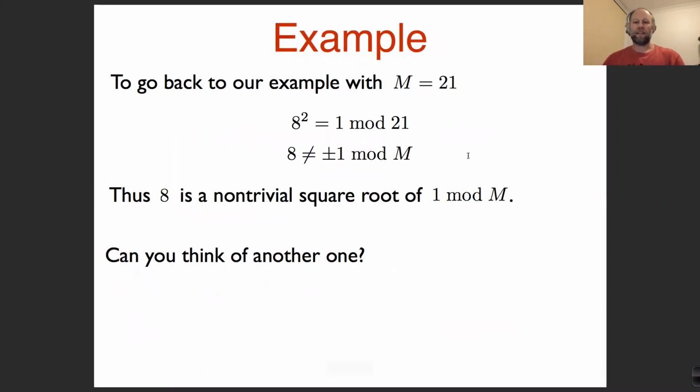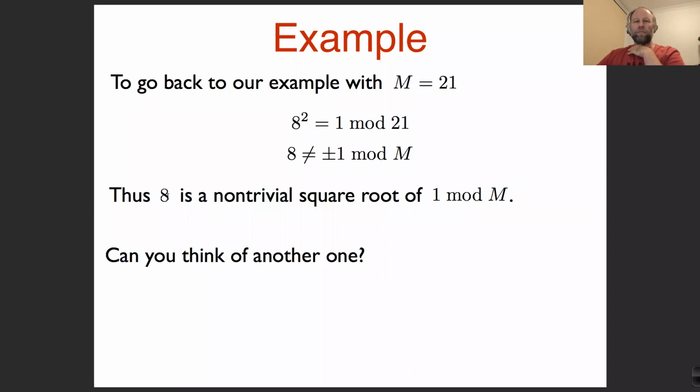Let's see this with our example where m is 21. If we look at 8 squared, 8 squared is 64, and mod 21, that's 1. But 8 itself is not equal to plus or minus 1 mod m. So 8 is an example of what we're looking for. It's a non-trivial square root of 1 mod m.